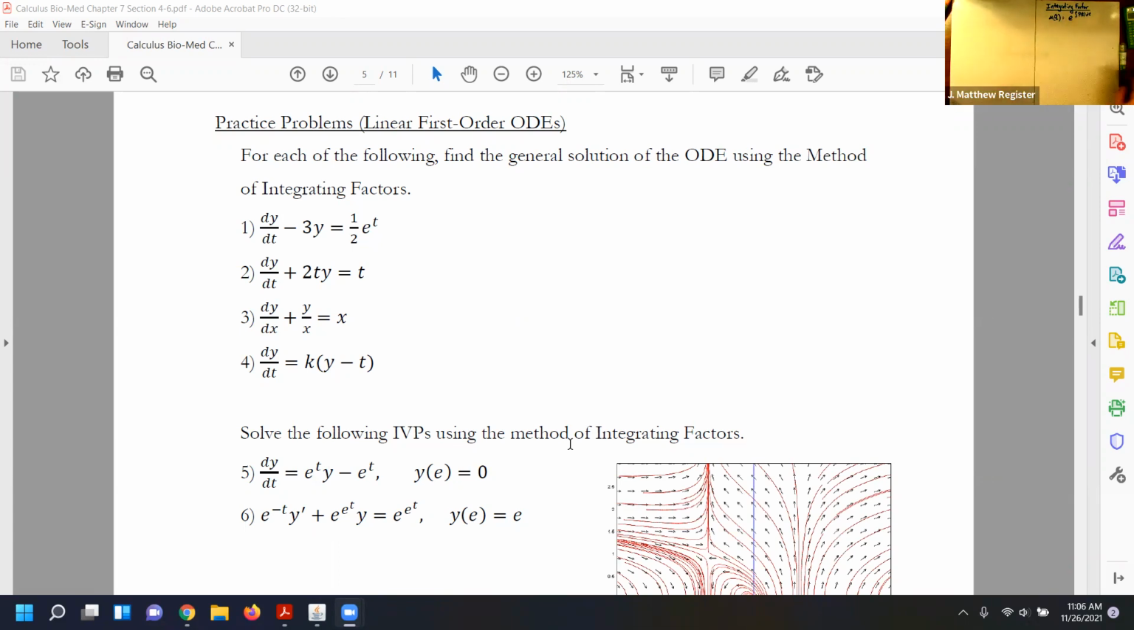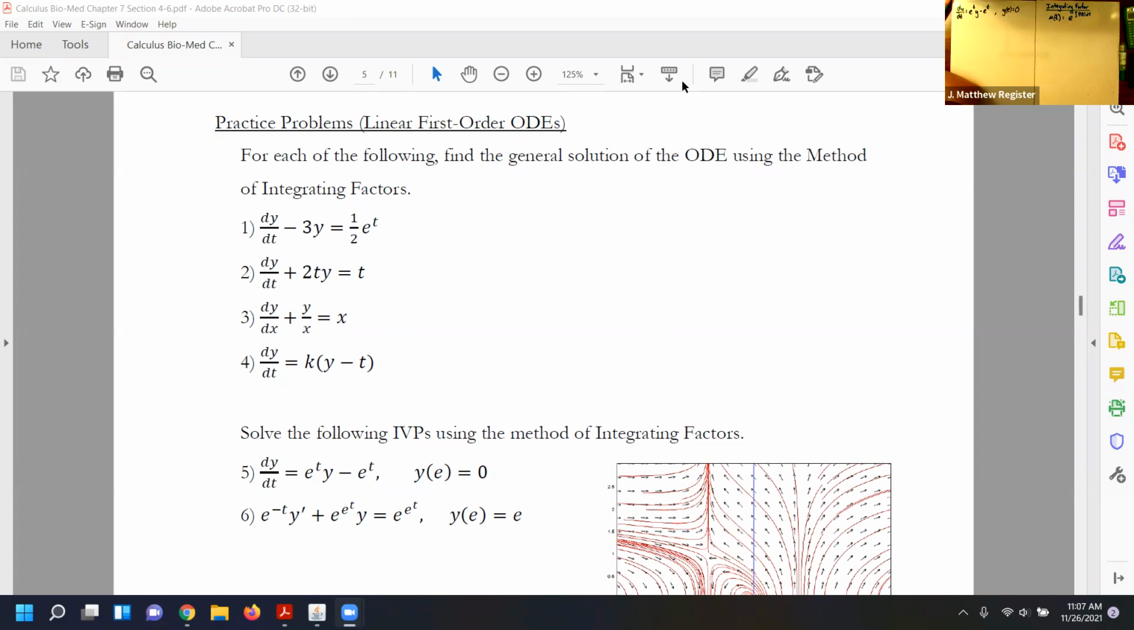And so let's try number 5 and see what we get. 5. dy/dt equals e to the t y minus e to the t. And y of e is equal to 0.